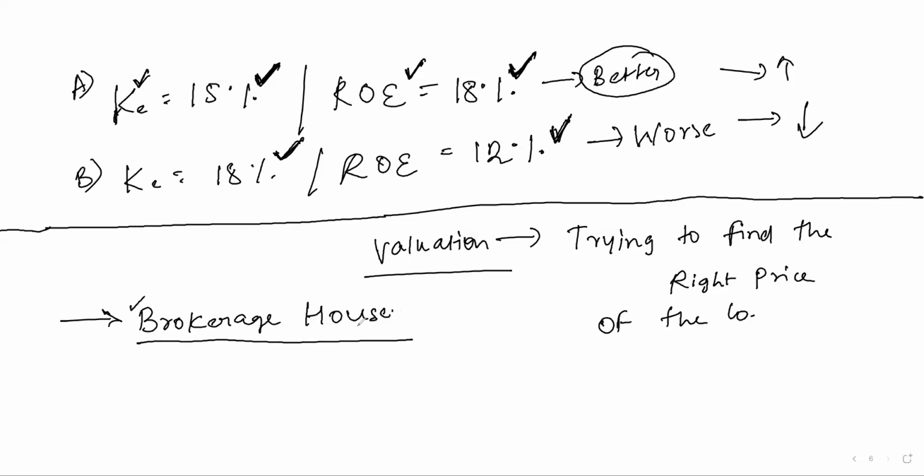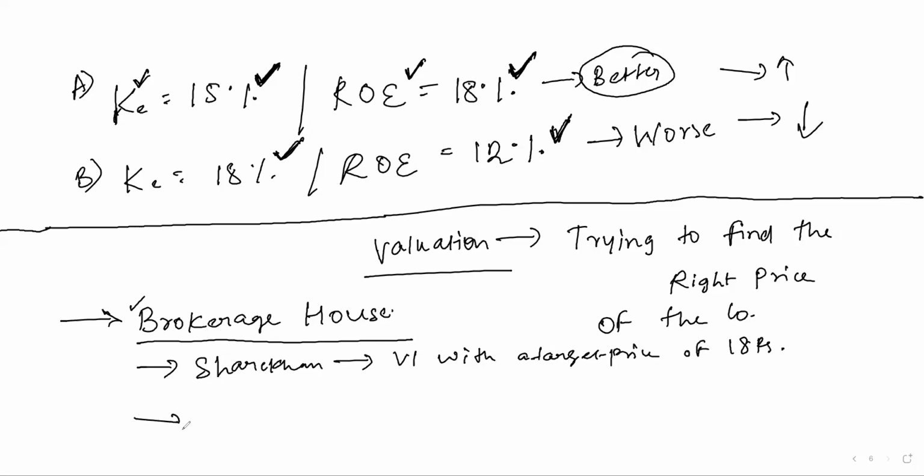There are various brokerage houses which publish their research reports, and you will see Sher Khan recommends to buy Vodafone Idea with a target price of 18 rupees. Motilal Oswal recommends to buy SBI with a target price of 750. So you may see it over here. These are the target prices.